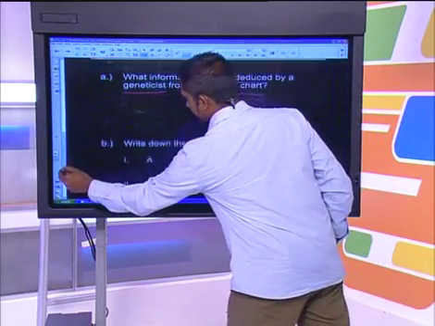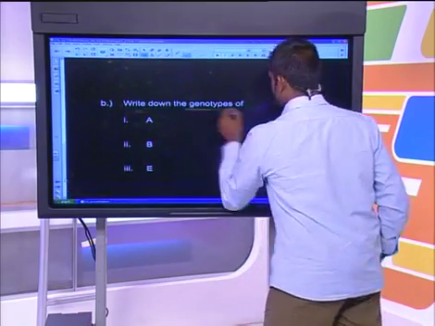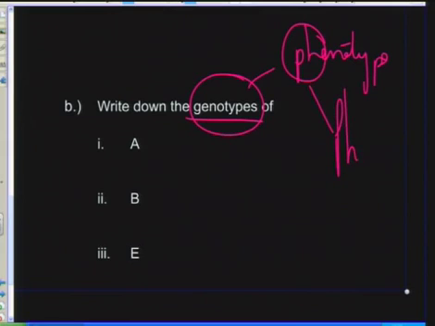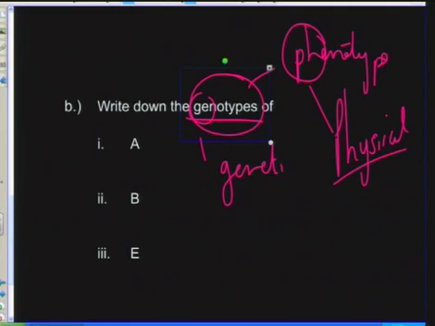We've got to very quickly write down the genotypes. Guys, remember that there are two words that can be confused: genotypes and phenotypes. I often remind my learners that phenotype, P-H-Y, is the physical appearance, whereas your genotype is your genetic appearance. So we've got to look at the genetic representation. So what are the genotypes of individuals A, B, and E?